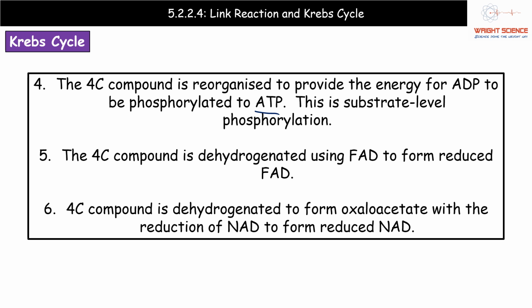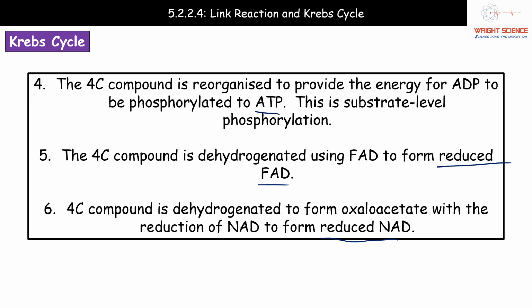And that's the only point that we have the reduced FAD, remember, in Krebs. And then finally, our 4-carbon compound is dehydrogenated to form the oxaloacetate, our starting point if you like, and alongside that we get reduced NAD.